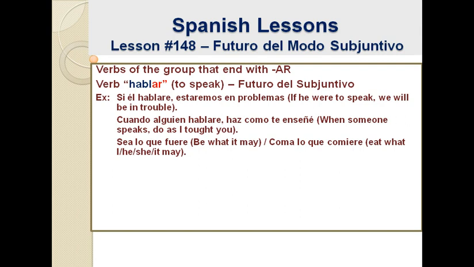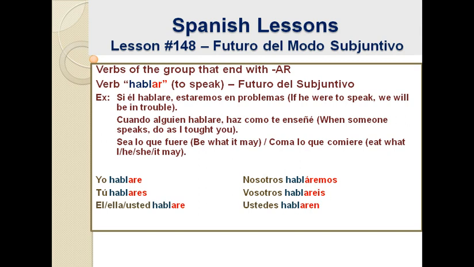Our third example, sea lo que fuere, or coma lo que comiere, also implies a hypothetical situation, okay? Be what it may, or eat what he may or what she may, okay? So the hypothetical component is essential in this conjugation. So let's begin conjugating with the first person I.